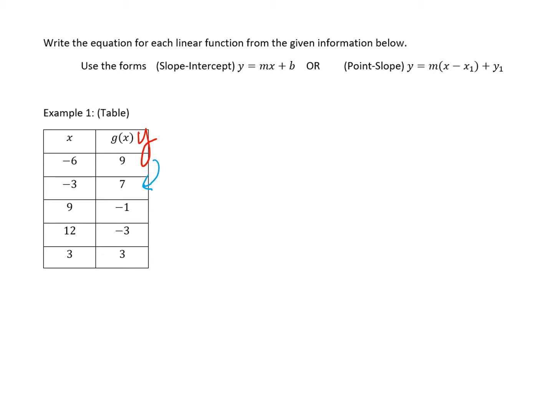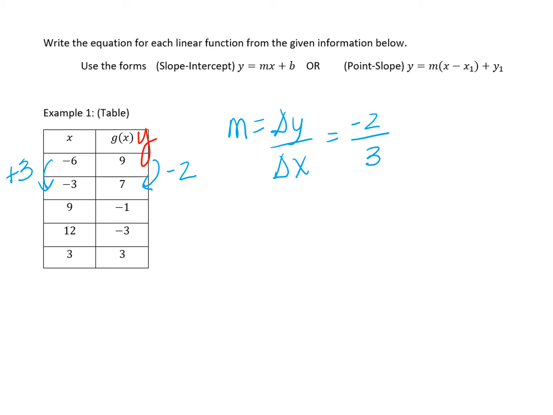So from 9 to 7, that is a decrease of 2. So negative 2. And then if we look at our x values, so this is maybe a little bit harder to think about, but to go from negative 6 to negative 3, that is an increase of 3. So my slope, my change in y over my change in x, would be negative 2 over 3.